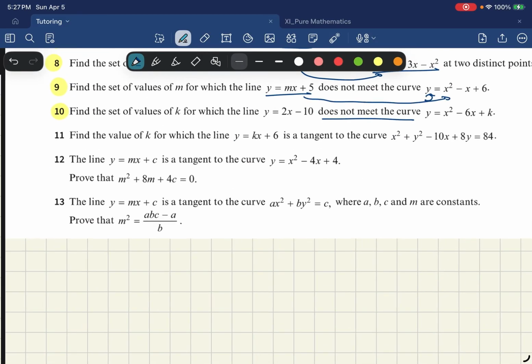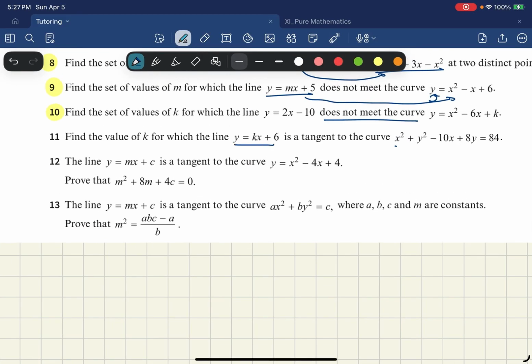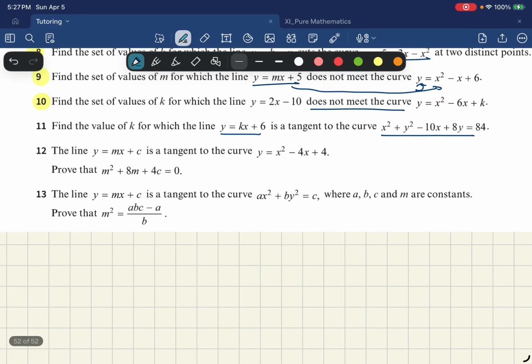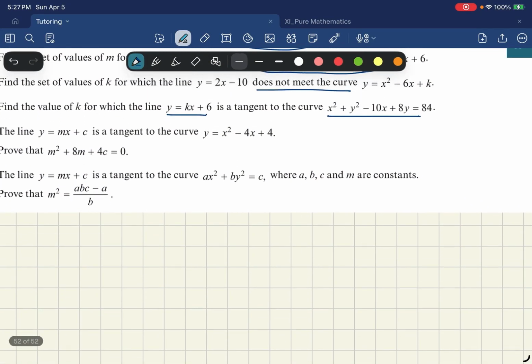Find the set of values of k for which this line is a tangent to this curve. And it's the same idea. We can substitute y inside, right? x squared plus y, which is kx plus 6, squared, minus 10x plus 8 times y, which is kx plus 6, is equal to 84.